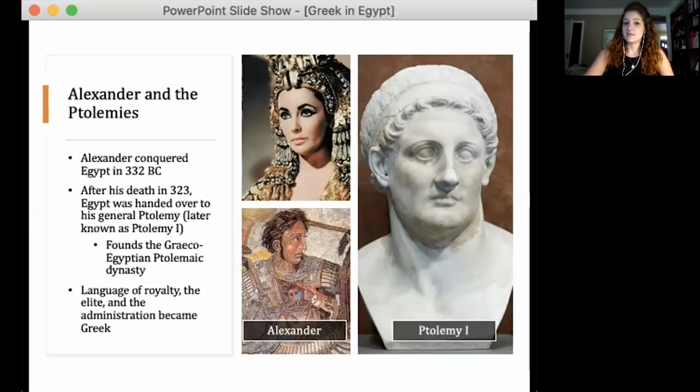The Ptolemaic dynasty was Greek. People outside the field are always surprised to find out that Cleopatra, arguably one of the most famous Egyptian queens, was a Greek by birth. Notably, she was probably the only ruler to learn Egyptian. The rest of them spoke only Greek.